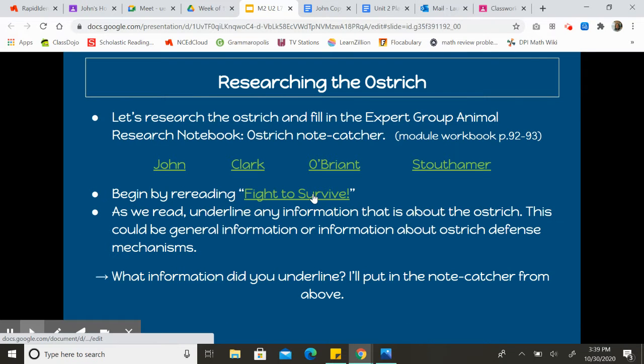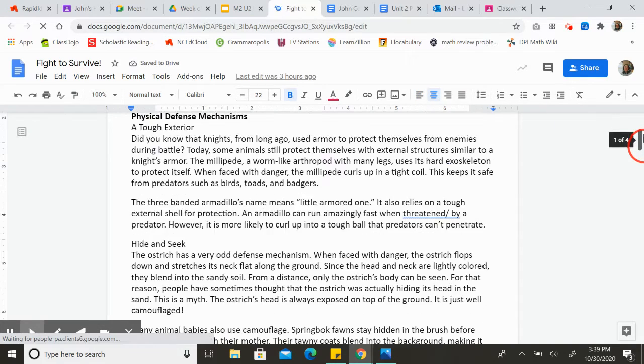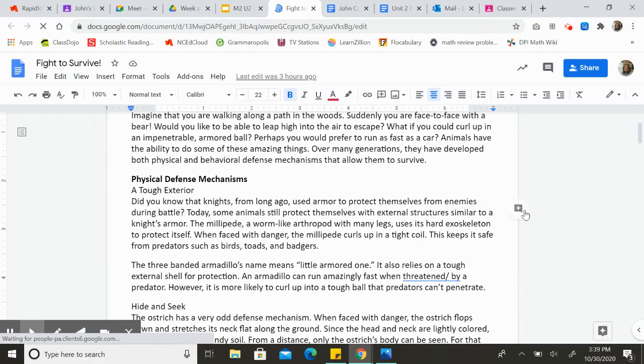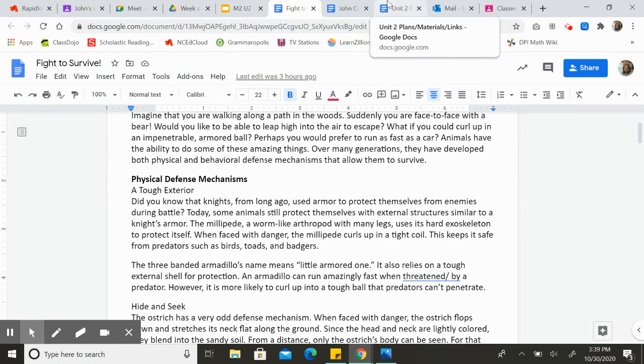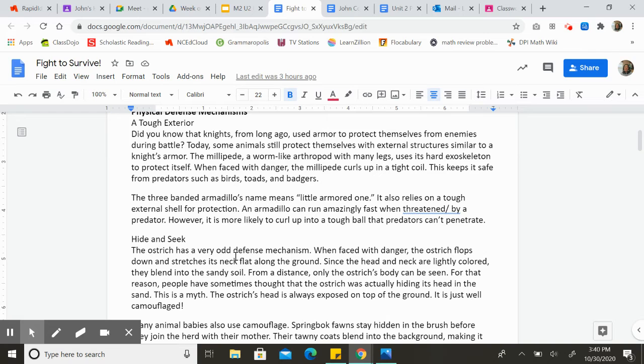Okay, we're going to go back through Fight to Survive, which we did the other day. We're going to reread Fight to Survive. This time as we reread, you're going to look for anything about the ostrich. Highlight it or circle it, okay? And we're going to come back after we've read. Again, if you're doing this independently, you're going to have to do it by yourself. If you're doing it in class with me, then we will have done it together, or in class with Ms. O'Brien. So you're going to read and you're going to circle anything that talks about the ostrich.